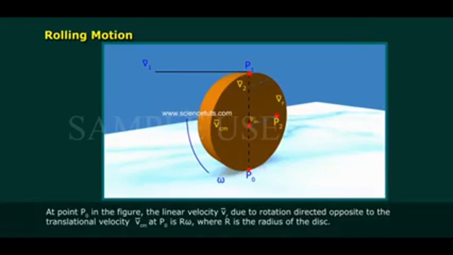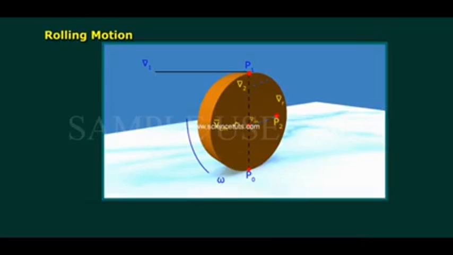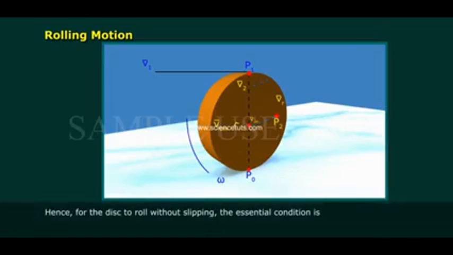At point P0 in the figure, the linear velocity V_R due to rotation is directed opposite to the translational velocity V_CM at P0, and is R omega, where R is the radius of the disc. As P0 is instantaneously at rest, therefore V_CM is equal to R omega. Hence, for the disc to roll without slipping, the essential condition is V_CM is equal to R omega.